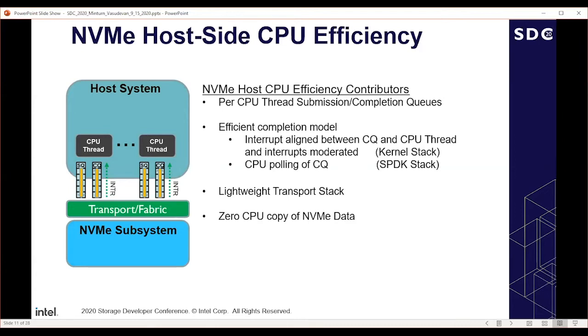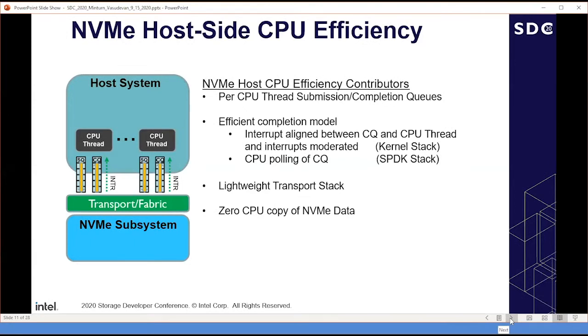pairing and affinitization. Also, part of this is the lightweight transport stack. You want the ability to get those submission requests, completion queues, and the data back to be as lightweight as possible so that it puts less CPU utilization on those CPU threads for the I/O operations.